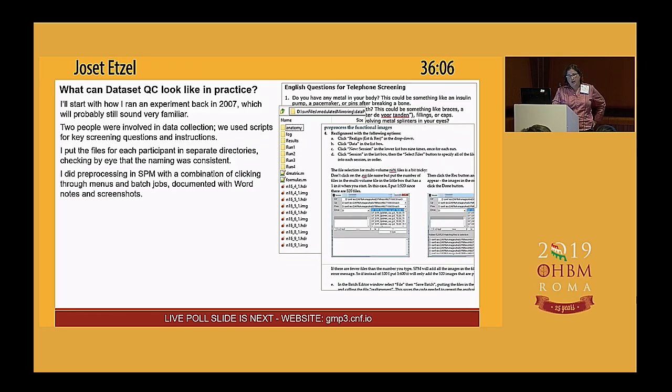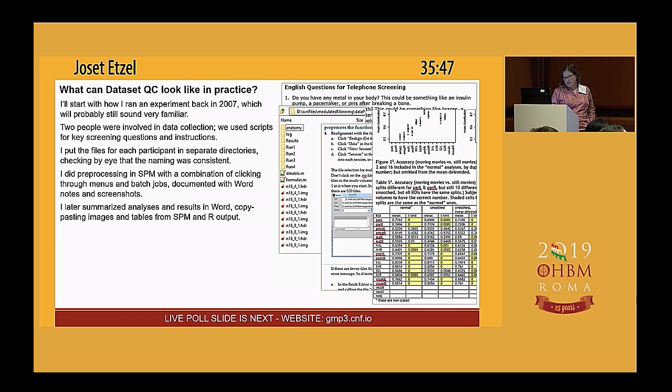Then I did the pre-processing in SPM, a combination of clicking through the menus and then making batch jobs. I was actually pretty impressed with myself when I was looking for some of these files. I have screenshots of, okay, here's how you set the settings for this SPM menu. So it wasn't too bad either. I could tell what I had done. And then as I ran analyses, I copy-pasted images from SPM and R into Word to write up documents about it and share it with my colleagues.